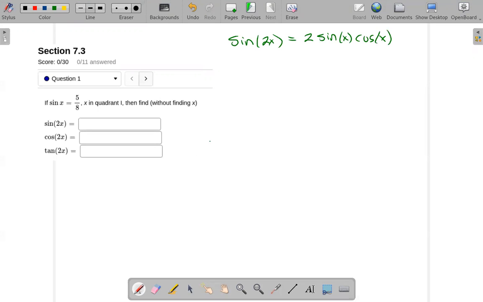Now, I already know the sine of x is 5/8. All I need to do is find the cosine of x. So we've done that before. So I just want to think about the unit circle to do that.